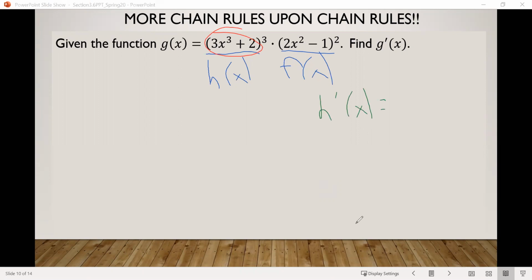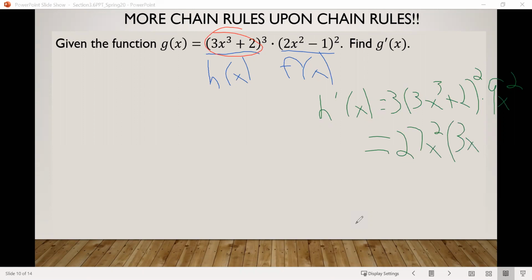But I believe if I use the chain rule here, I'll end up with 3 times 3x cubed plus 2 to the second times 9x squared. So I did the derivative of the outside times the derivative of the inside there. And if I simplify that out, I end up with 27x squared times 3x cubed plus 2 squared.